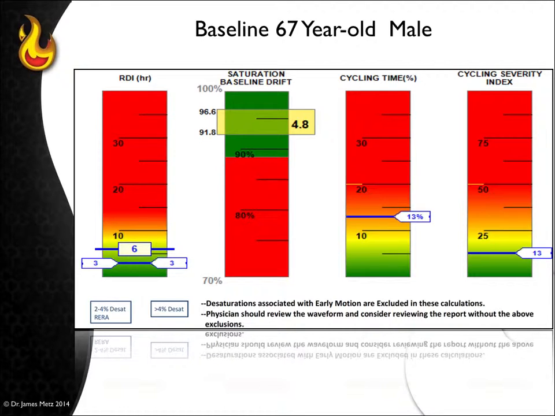The next graph, the second one, is the saturation baseline drift. You might wonder why that's green. It's green down to 88% because Medicare will pay for supplemental oxygen below 88%. That's the reason why that's done like that. So you get the patient's high is about a 96 and down to a 91, and so that's their range of oxygenation over the night.